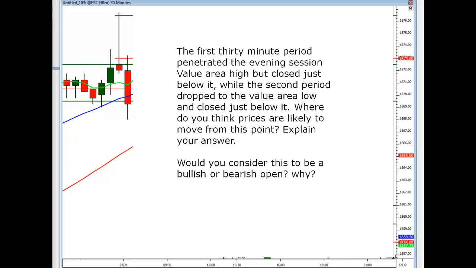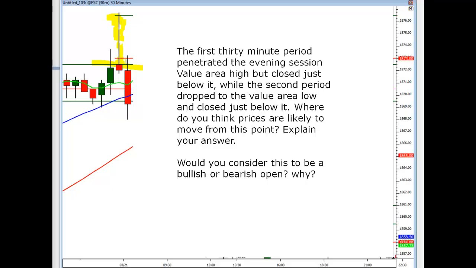In this case, we have the first 30-minute period that took place, which is this one right here, and it penetrated the value area high for the evening session. If you see, it went right through it, went higher, and closed just below it. So obviously it met significant resistance up here. You could see by this huge wick that sellers were up here, and actually prices were rejected when we tried to move above the value area high.